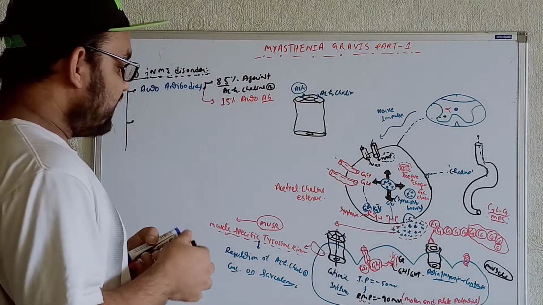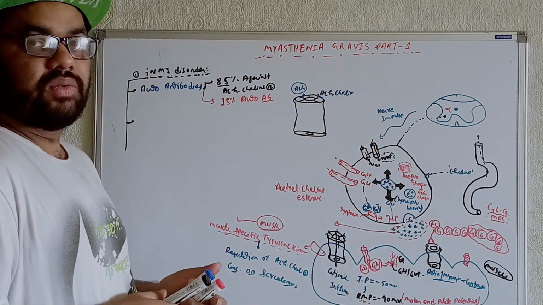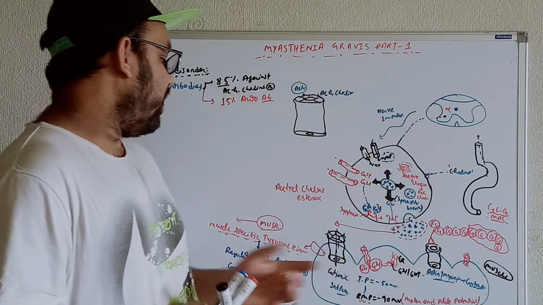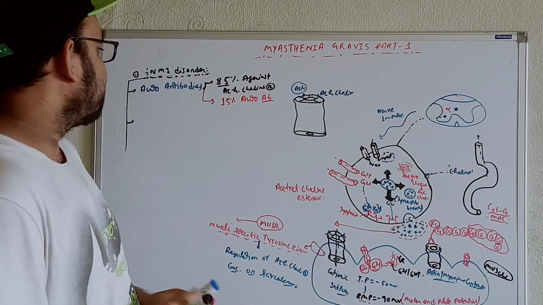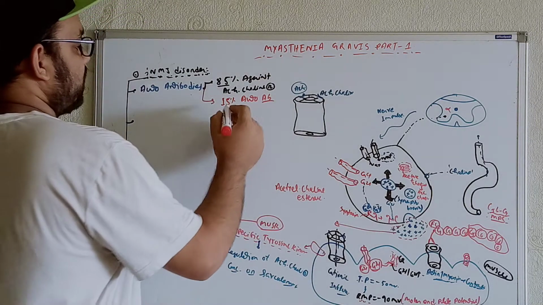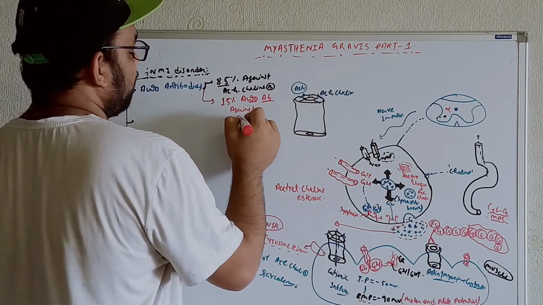Now, whenever these proteins send signals within the nucleus, certain genes will be activated, and those genes will form the receptors for acetylcholine. But in 50% of the cases, we get the production of autoantibodies against this MuSK protein. So here we get the autoantibody against MuSK protein.